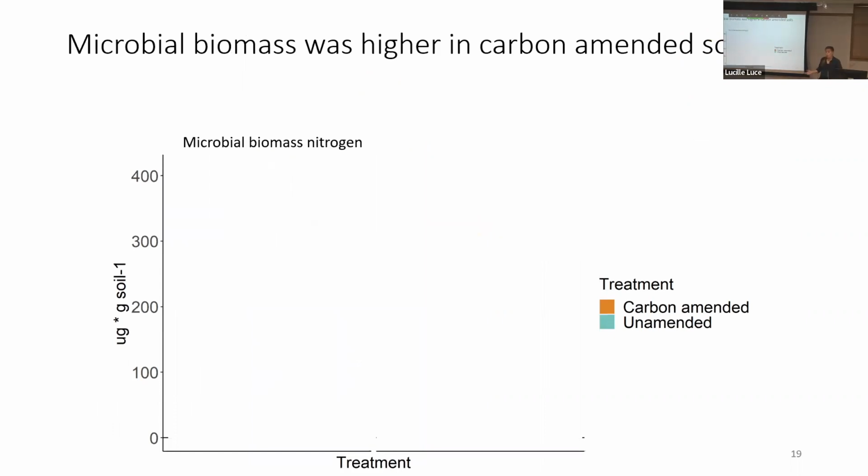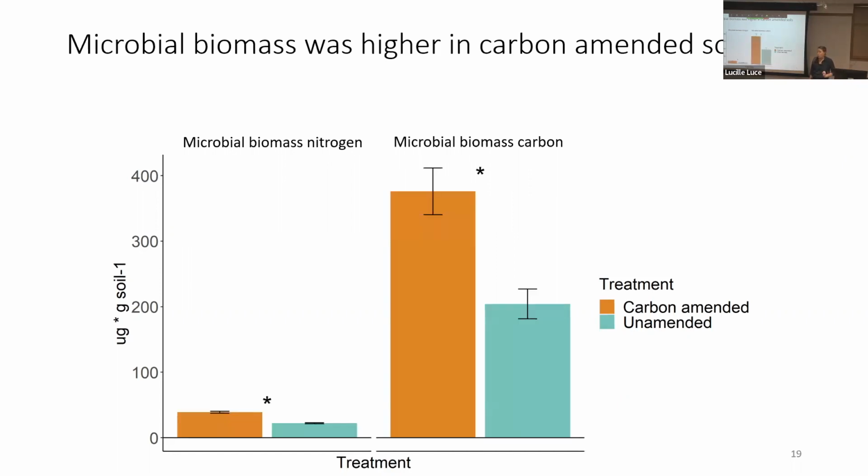We've looked at both microbial biomass carbon as well as microbial biomass nitrogen. For the rest of my experiment, you're going to see that bars or points that are orange are amended with carbon, and bars or points that are teal are unamended. For both microbial biomass carbon and nitrogen, we see a significant decrease in our unamended soils, significantly higher in our carbon amended soils. So this indicates when we're adding carbon to the soil, we are stimulating microbial growth.